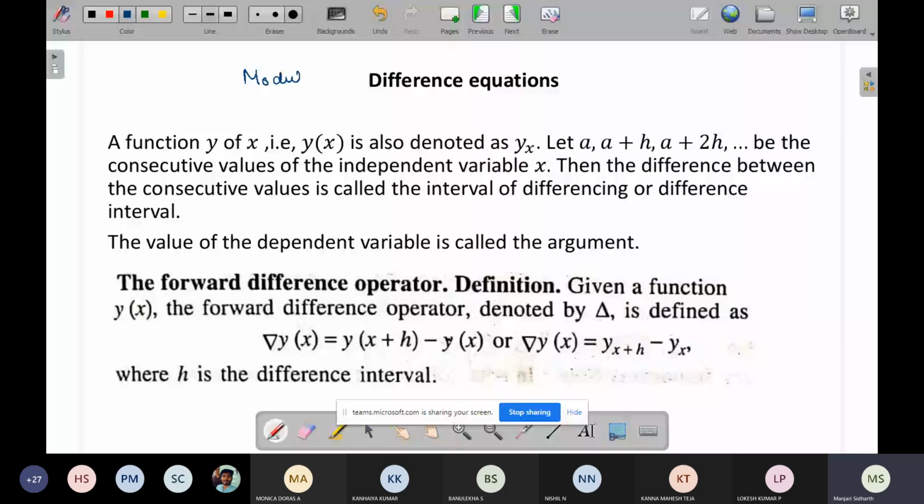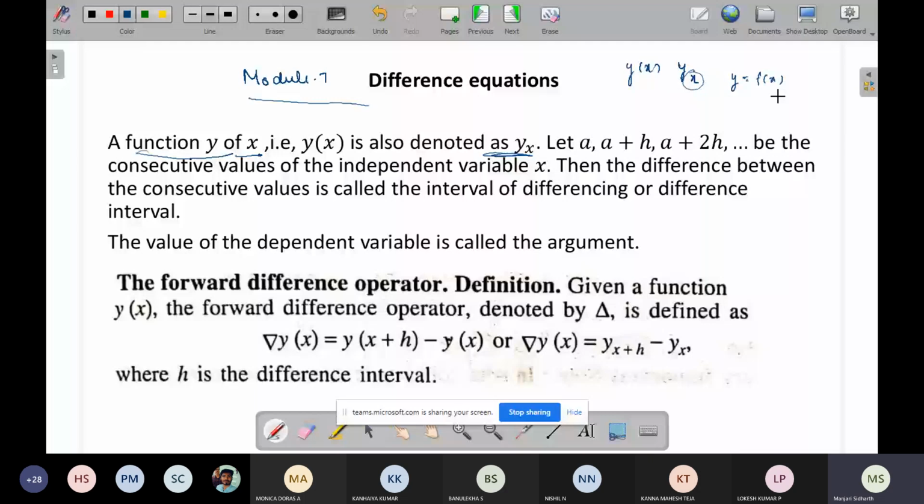So like the differential equation, here we'll start with the difference equation, like a function y of x, also denoted as yx. Sometimes y of x we can denote it by yx. Now if this function is defined on the consecutive values of the independent variable x, here y is a function of x, right? That means x is the independent variable, y is depending on x, so the dependent variable.